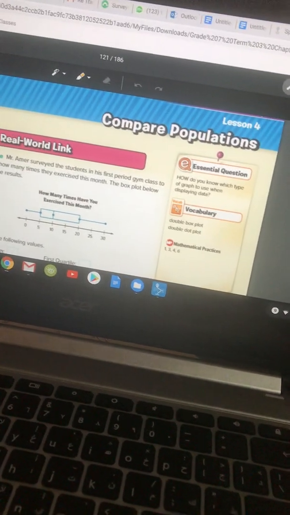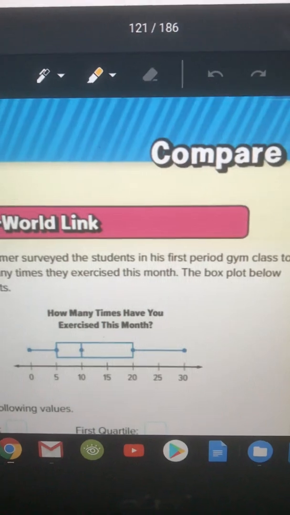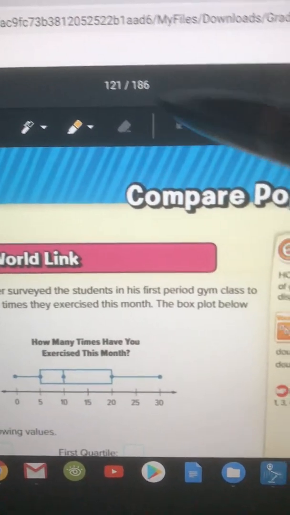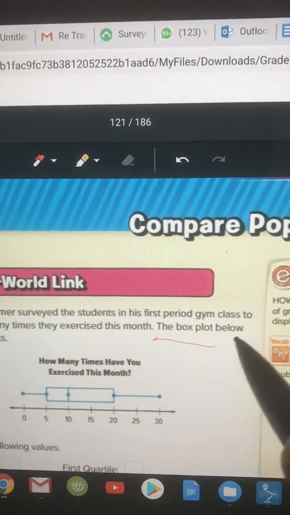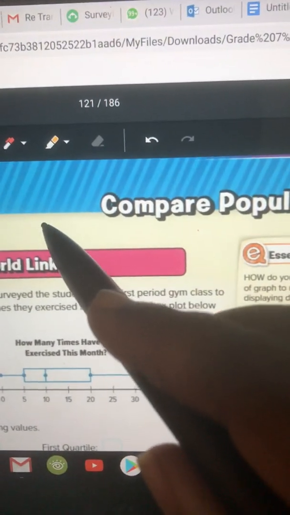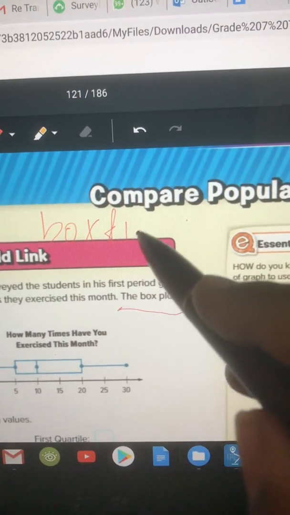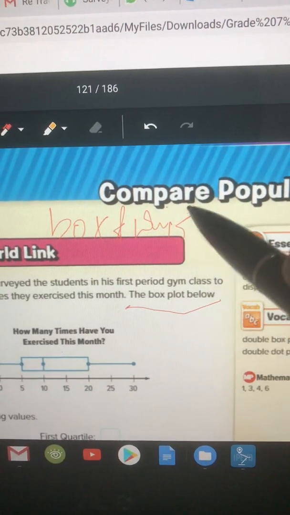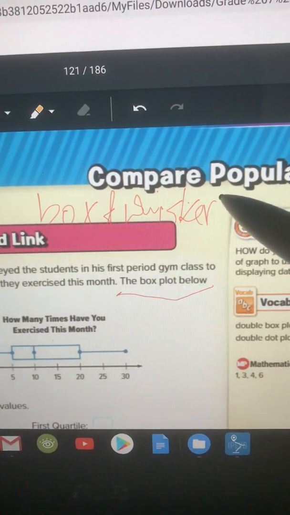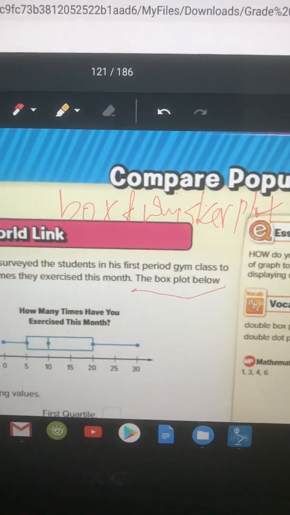So, let's begin. This picture you're seeing over here is called a box plot. It's called a box plot, just like it says over there. Sometimes it's called box and whisker. Box and whisker plot. Okay. All right.